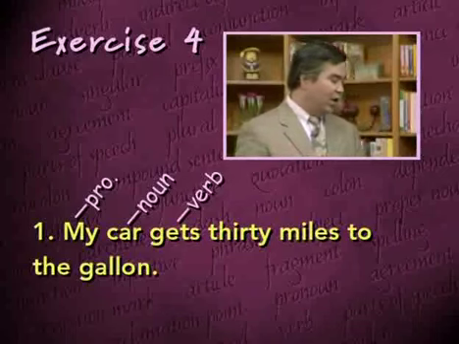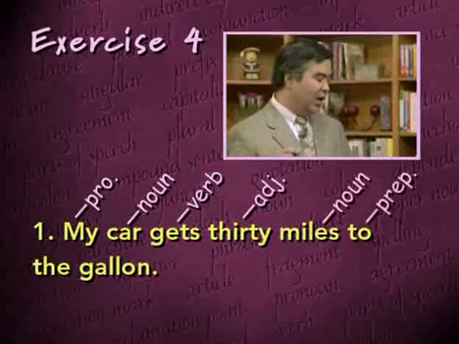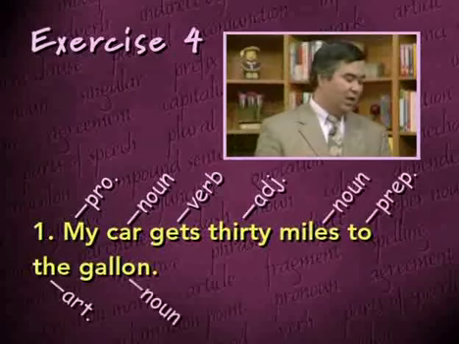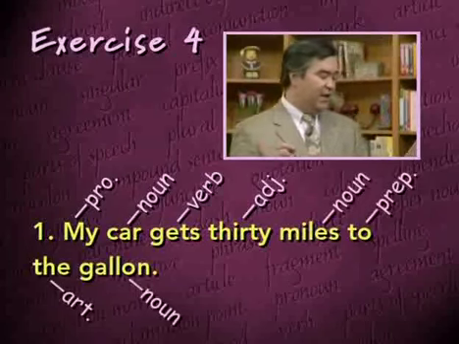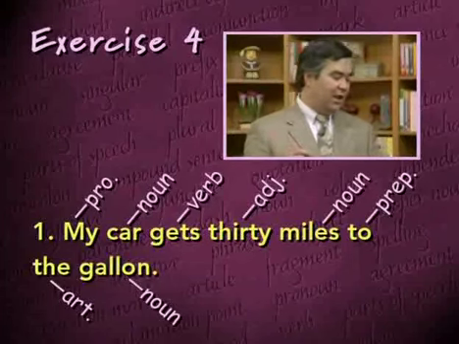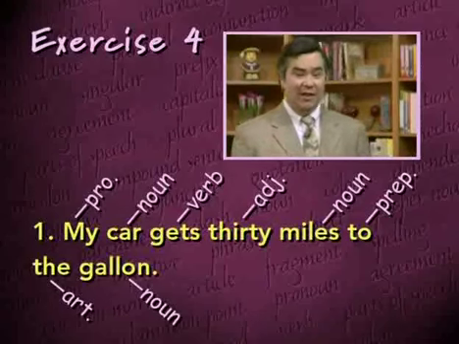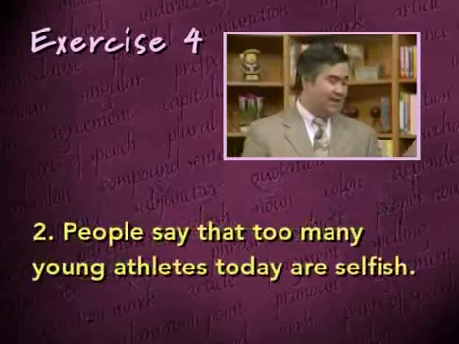The remaining words are an adjective, a noun, a preposition, an article, and a noun. So 30 is an adjective. It modifies the noun miles. To is a preposition, and it's followed by the article the and the noun gallon. Now let's look at the second sentence.